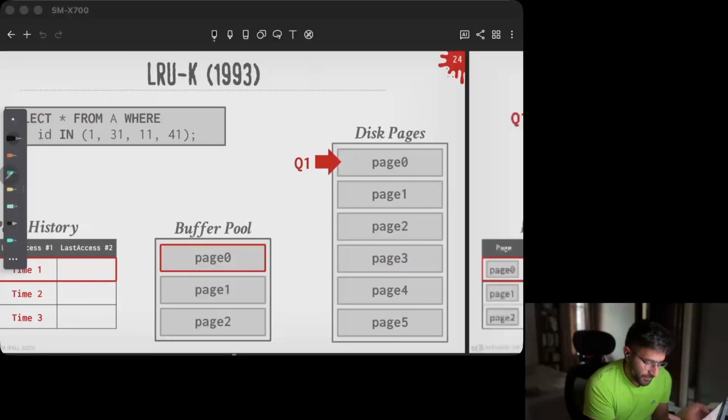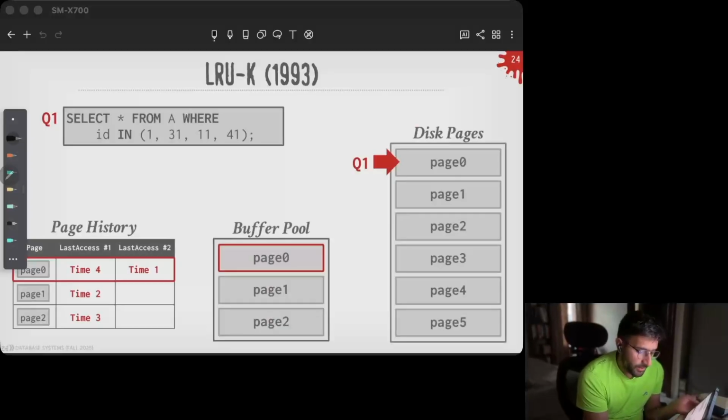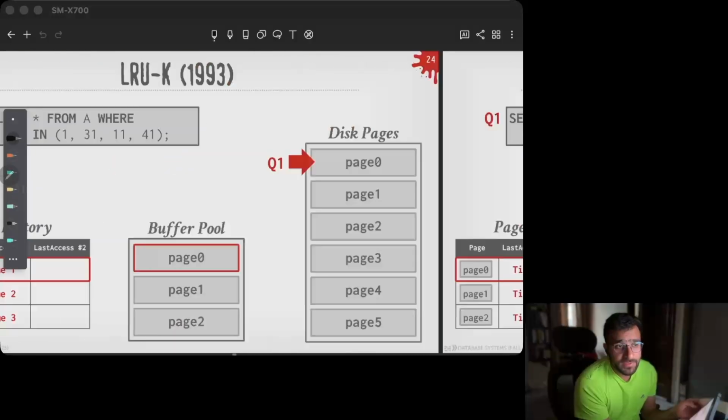Okay, so this is a walkthrough. Okay, let's do a walkthrough. So what is a ghost page?